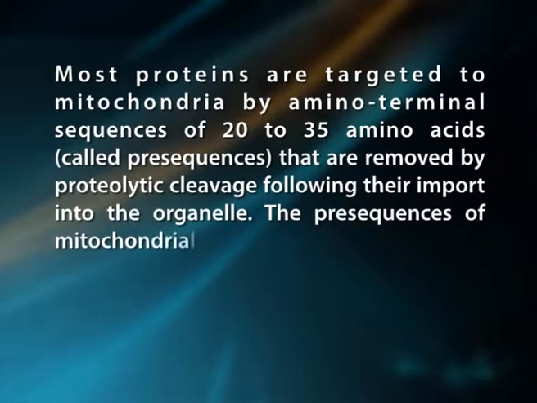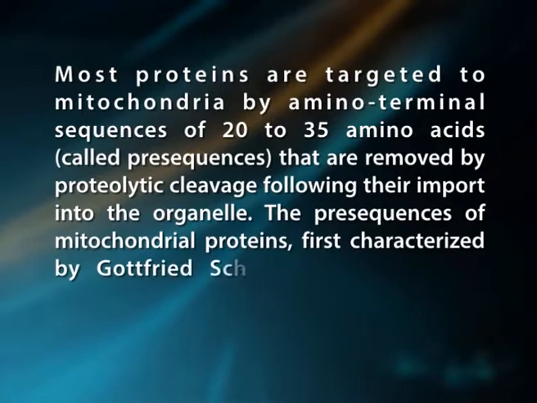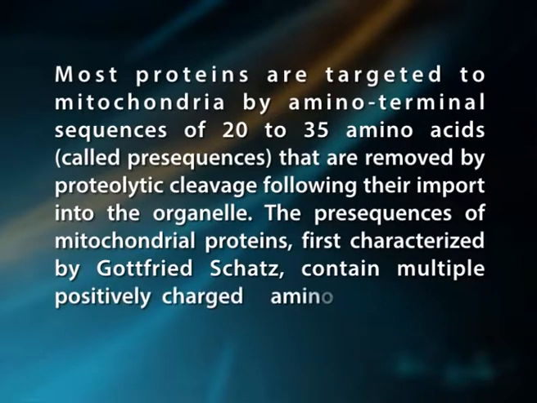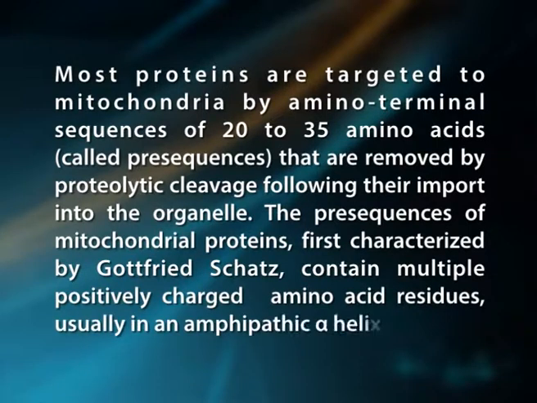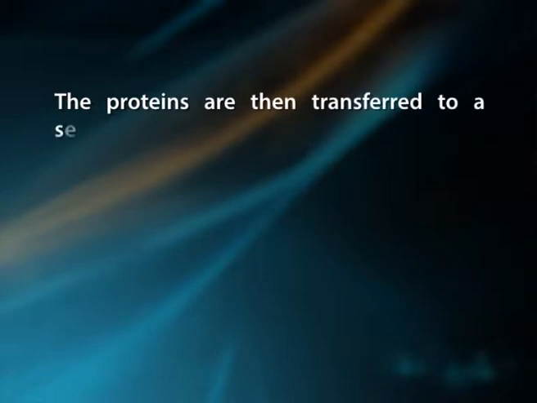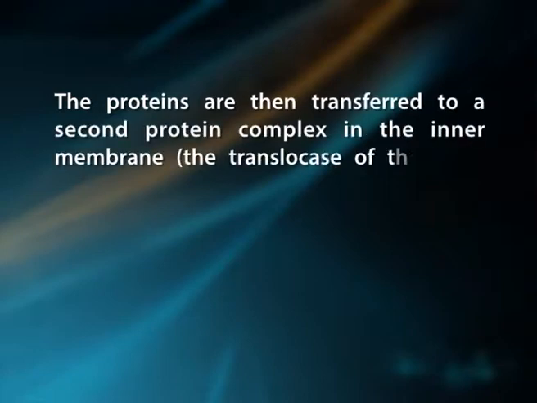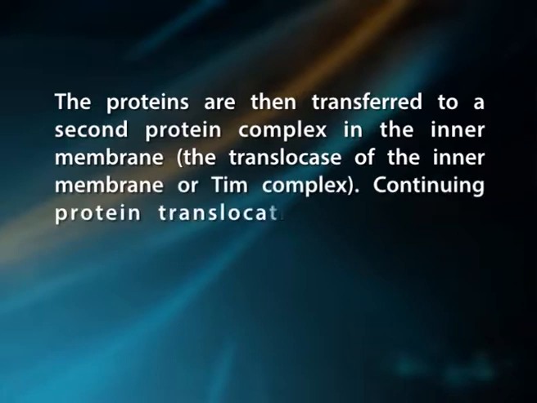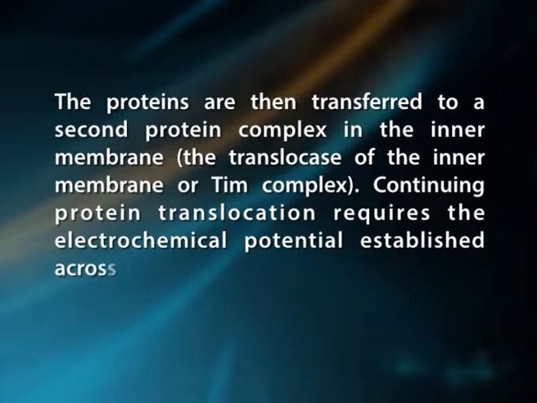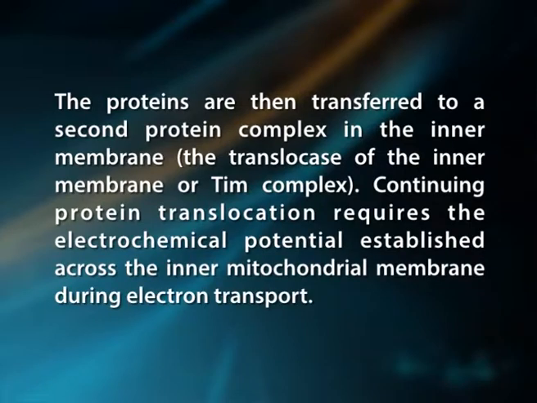The pre-sequences of mitochondrial proteins, first characterized by Gottfried Schatz, contain multiple positively charged amino acid residues, usually in an amphipathic alpha helix. The first step in protein import is the binding of these pre-sequences to receptors on the surface of mitochondria. The polypeptide chains are then inserted into a protein complex that directs translocation across the outer membrane. The proteins are then transferred to a second protein complex in the inner membrane. Continuing protein translocation requires the electrochemical potential established across the inner mitochondrial membrane during electron transport.